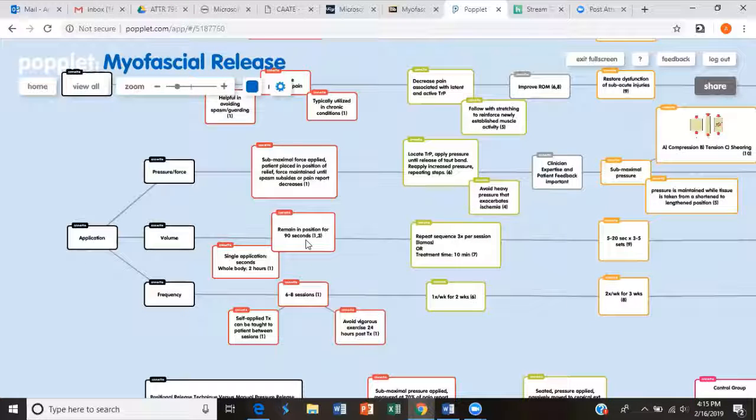The frequency of this treatment has been found effective in 6 to 8 sessions. And between sessions, the patient can be educated on a self-applied treatment to help alleviate symptoms that may come between sessions with the clinician.